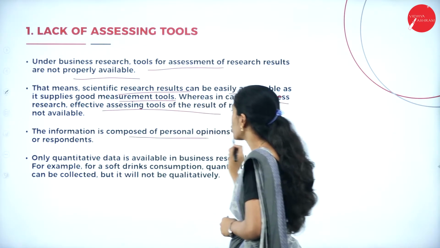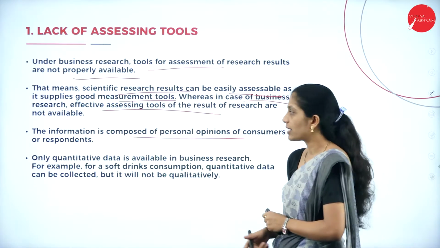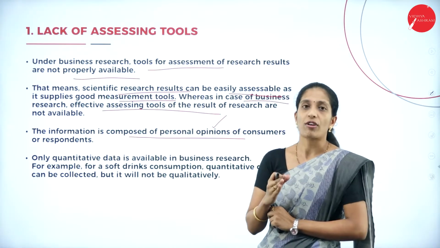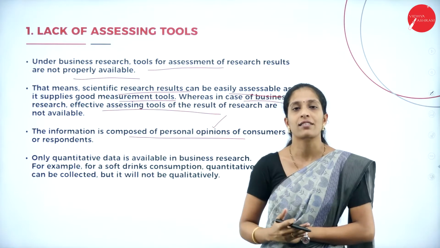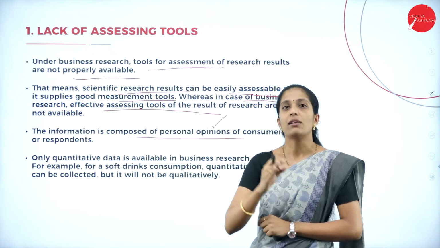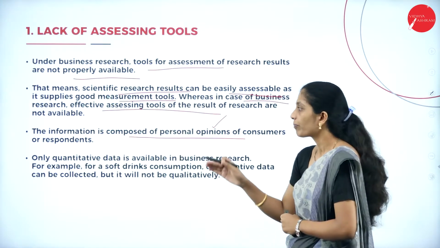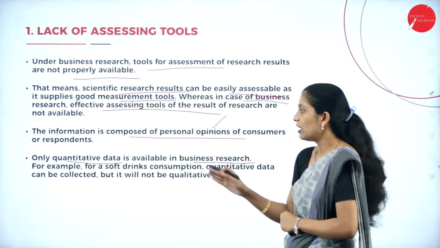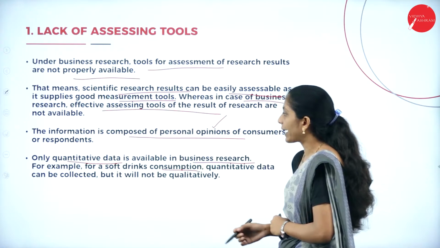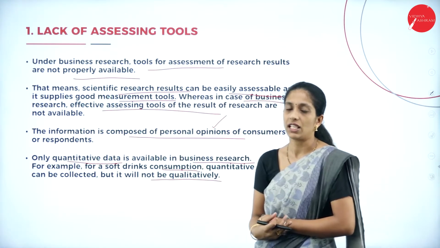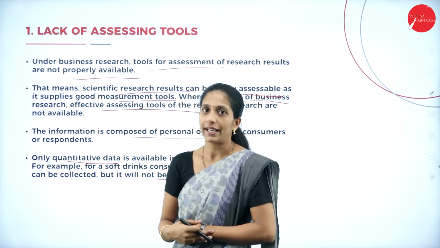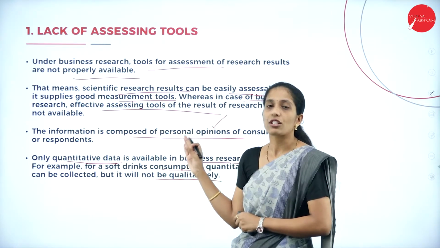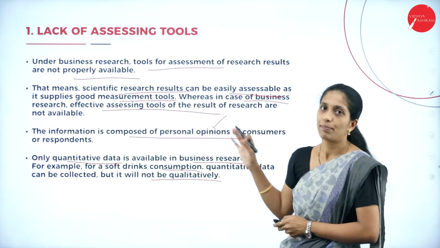The information is composed of the personal opinions of consumers or respondents. Under business research we take the personal opinions of consumers, and you know the personal opinion of one consumer is not the same as another's; there is a lot of difference from one person's opinion to another's. Only quantitative data is available in business research. For example, for soft drink consumption, quantitative data can be collected, but not qualitative. So there is no proper measurement tool under business research, and this is one of the major limitations.